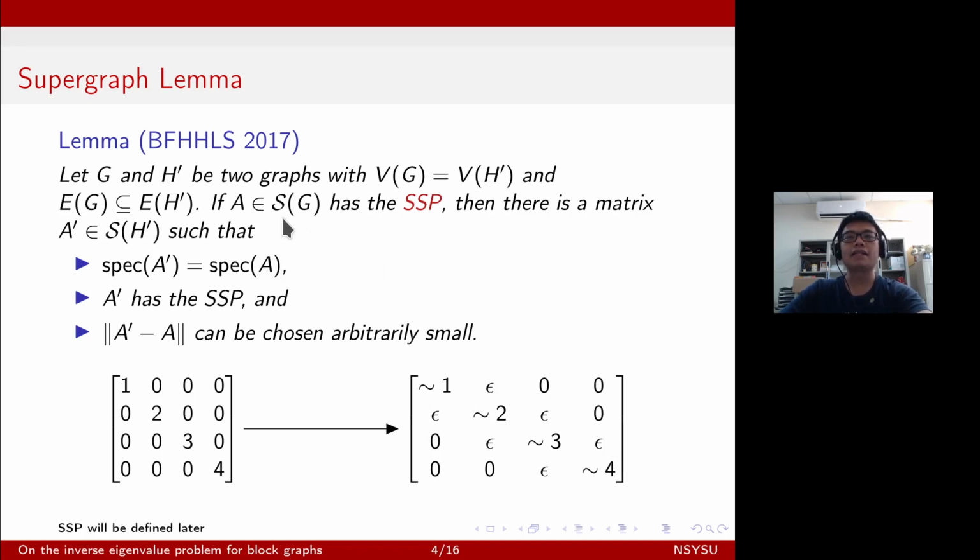Okay, the statement says if A has a support on edges of G, and it has this nice property SSP, then there is another matrix A prime whose support is H prime, and the spectrum is the same. And also A prime is nice, has the SSP also, and A and A prime can be chosen arbitrarily close.